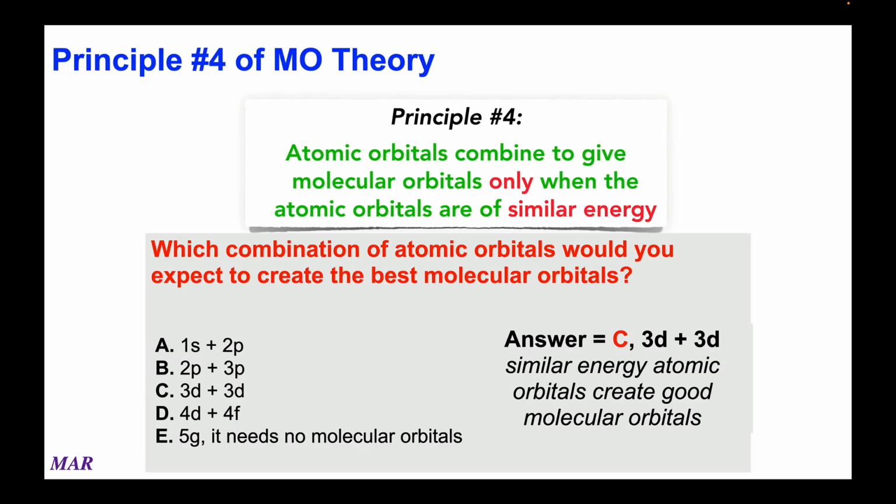5G, which is hopefully an orbital type that's coming but isn't here yet. It needs no molecular orbitals. Well, conceivably it would. That's not a good answer either. Anyway, hopefully the idea is that if they're the same kind of orbital, they'll mix well. If they aren't the same kind, then you may have to use computers to see if they mix at all. By default, I'd say they probably wouldn't mix real well unless those n numbers are bigger.